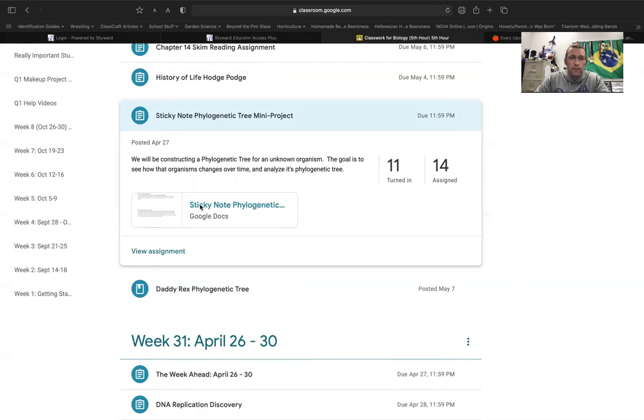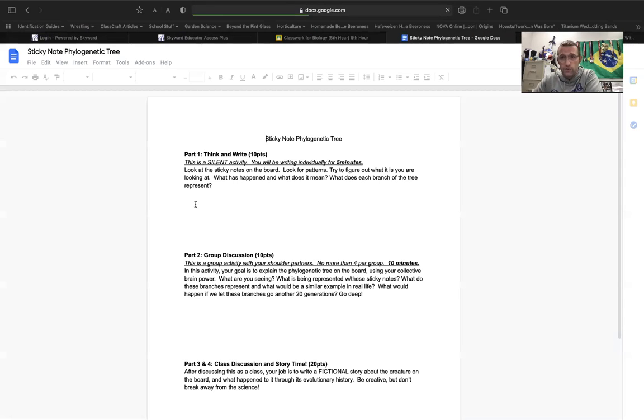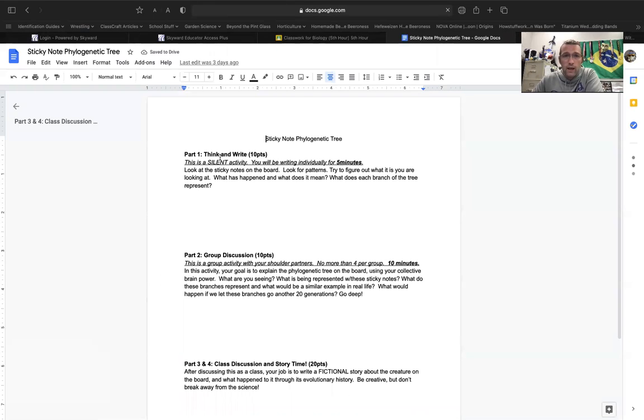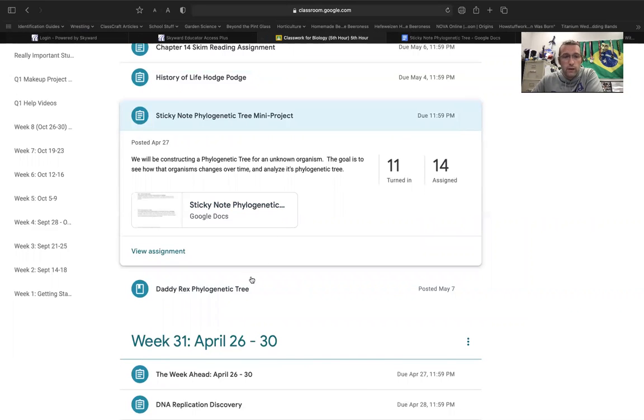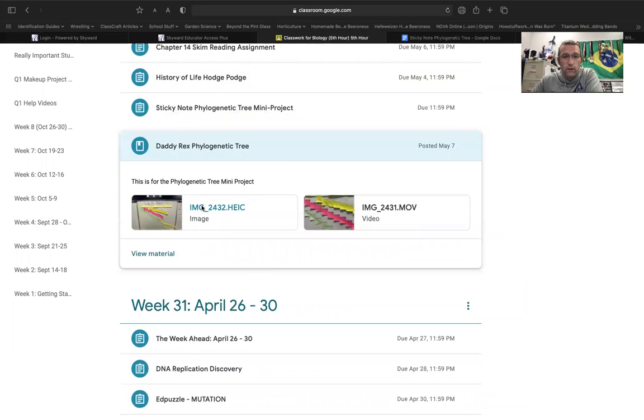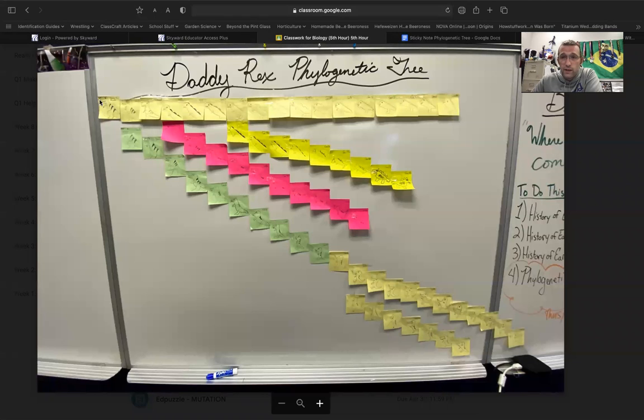Okay, let's talk about the sticky note phylogenetic tree. So this last week, really the last 2 weeks, what I did was I went around and I created the first sticky note here that you're seeing on the screen. Hopefully you can see me moving my mouse around there. Okay, so anyways, I drew this one. This is Daddy Rex here.